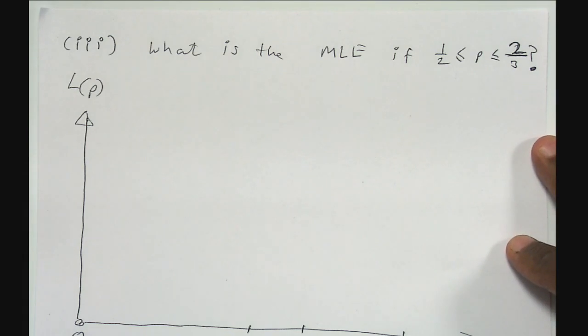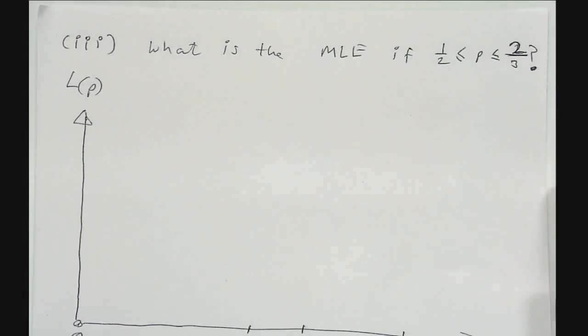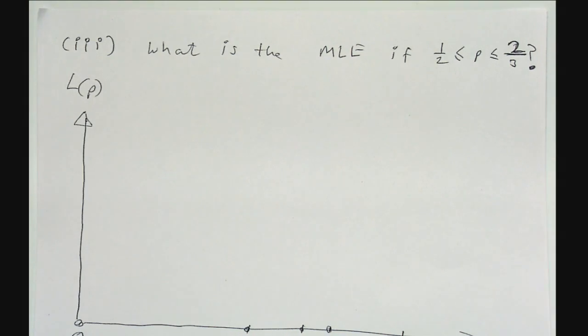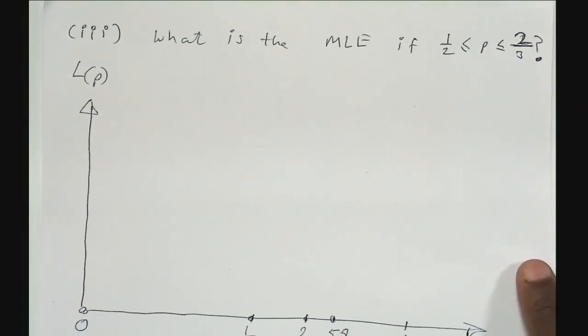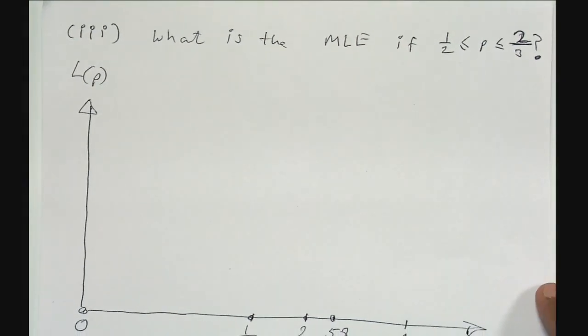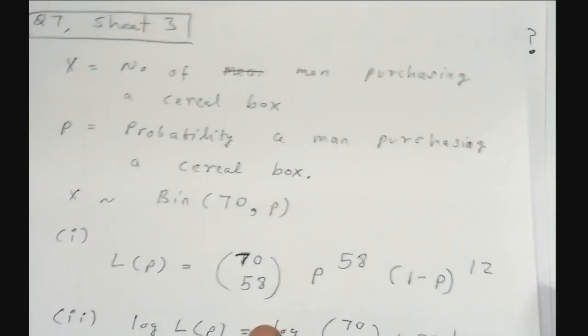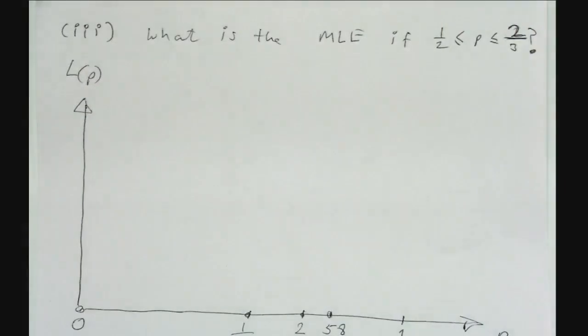Suppose your 58 by 70 will be somewhere here. So I just plotted all the points. Now what you need to do is to graph the function L of P versus P. L of P is this function here. Once again, it's really important you know how to graph a function.